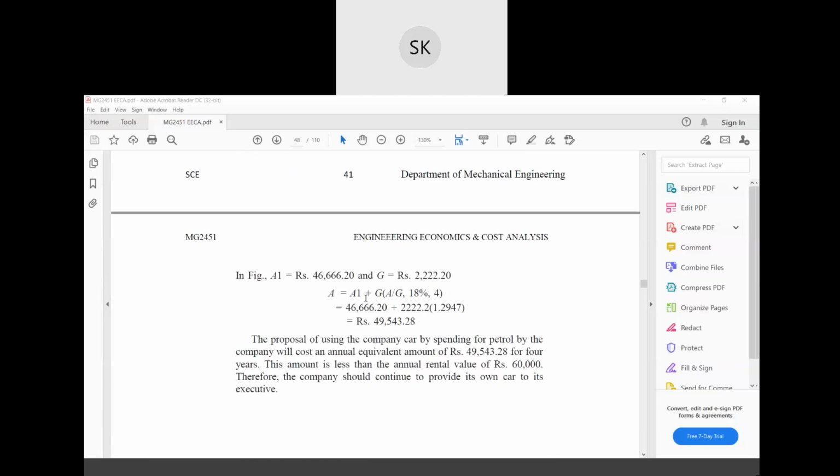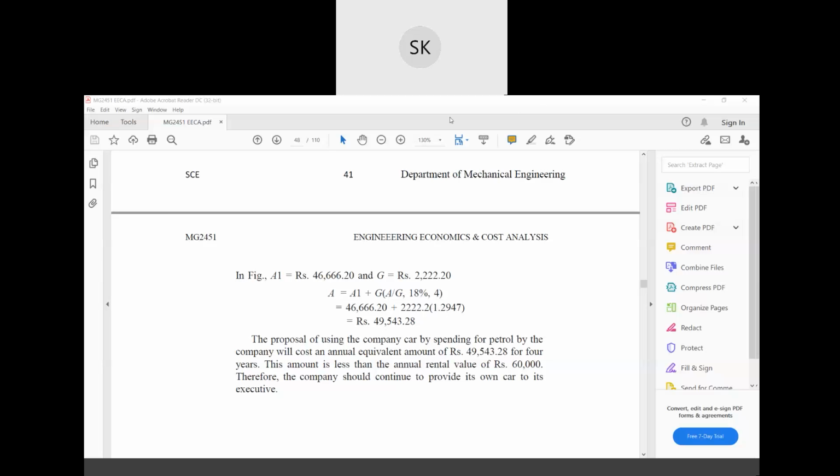So what they have done is considered A1 as fixed plus G into P by G. The rate of interest was 18%. They found out how much will be the 18% of 4. So this is the value they got.